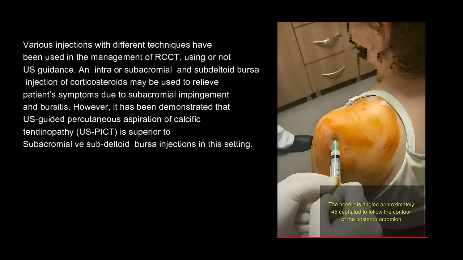Various injections with different techniques have been used in the management of RCCT, using or not US guidance. An intra- or subacromial and subdeltoid bursa injection of corticosteroids may be used to relieve patients' symptoms due to subacromial impingement and bursitis. However, it has been demonstrated that US-guided percutaneous aspiration of calcific tendinopathy (US-PICT) is superior to subacromial subdeltoid bursa injections in this setting.